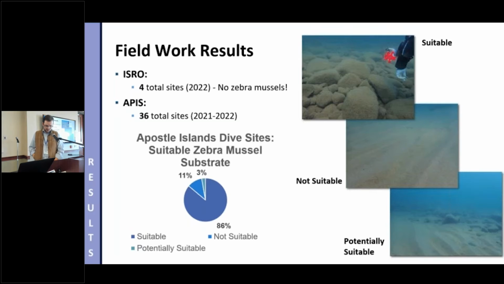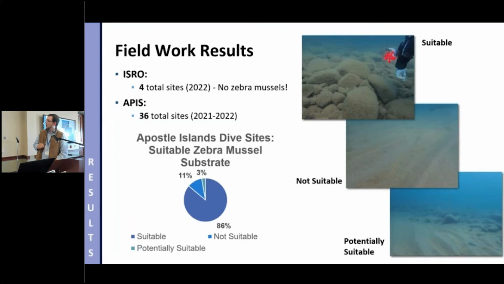At the Apostle Islands, it's a little bit of a different story, so I'm going to focus the rest of our time addressing our results from there. We had 36 total sites where we did scuba dives. All of those sites were originally selected using the first modeling approach, and then we confirmed their potential suitability using the second model.